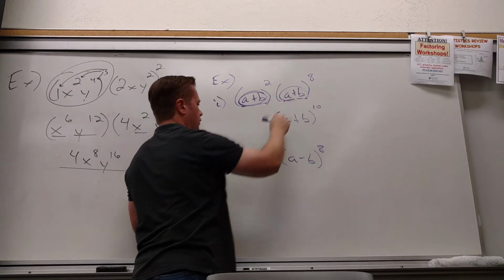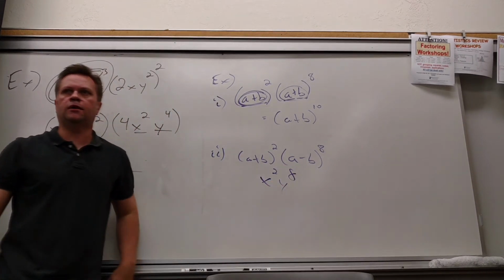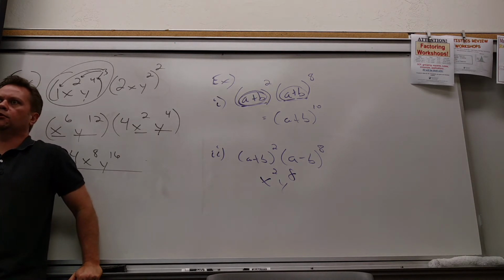So I got 2 of these and 8 of these. Here I got 2 of these and 8 of those. It's just like x squared y to the 8th. It's exactly the same idea. I can't do anything with that. Everything's already together. I can't do anything more with it.